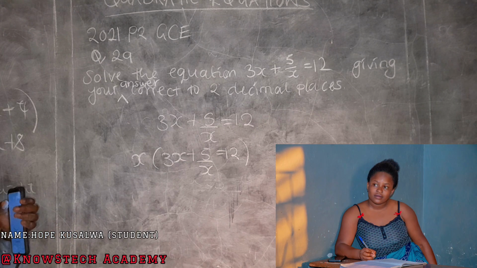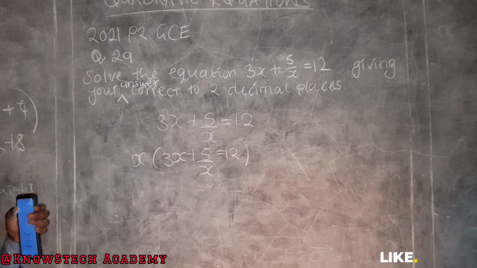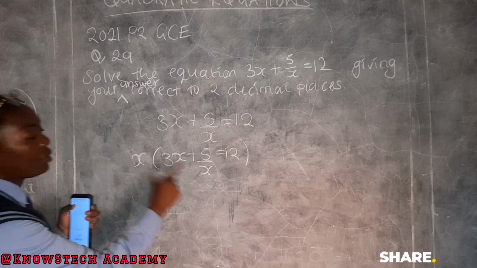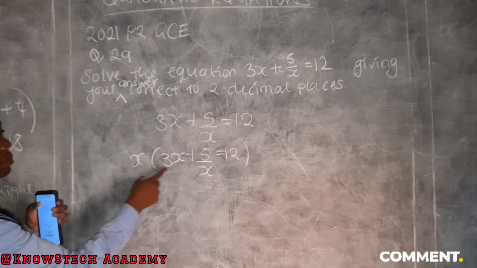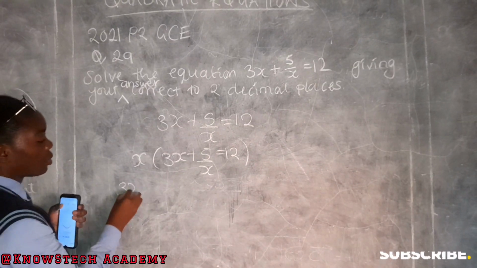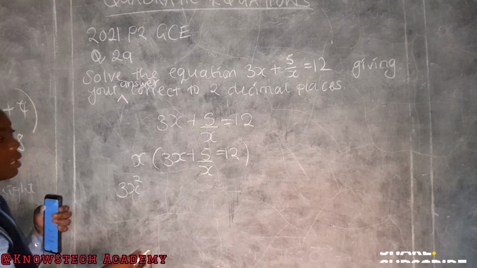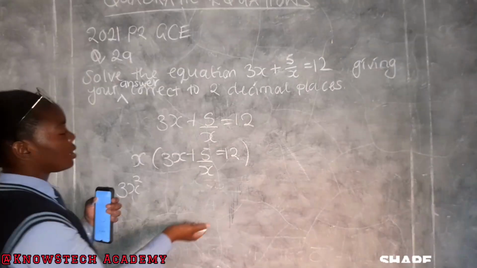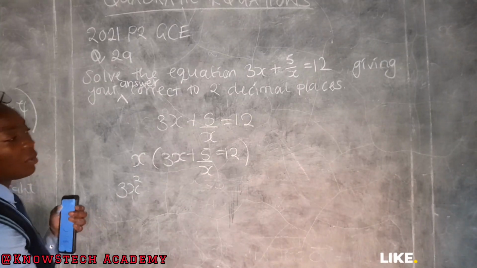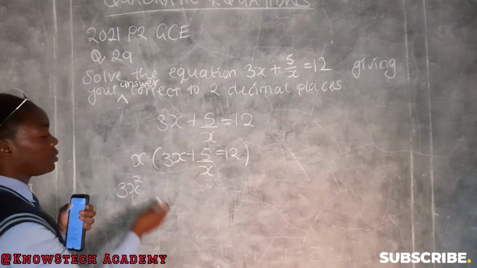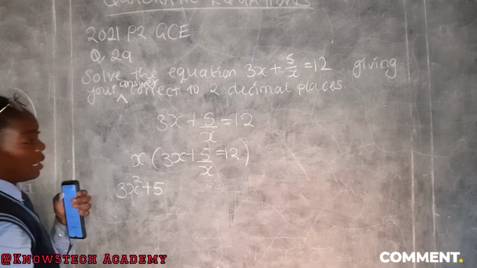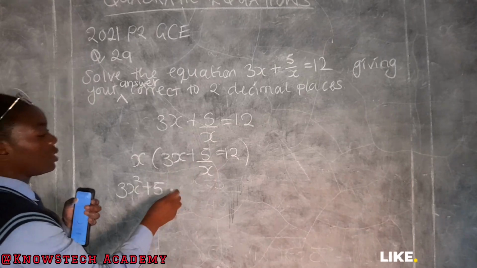So in order to make our equation linear, we're going to multiply x, which is the denominator, with everything. So x times 3x is going to be 3x squared. Then here, since x is here, the x's are going to cancel, and we're just going to remain with 5. So we write down our 5. Then we've got an equal sign here.